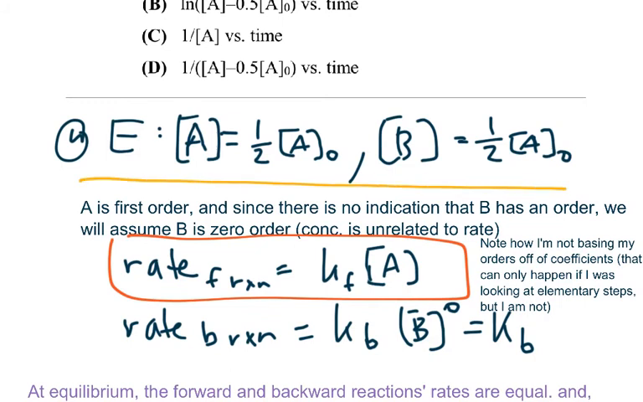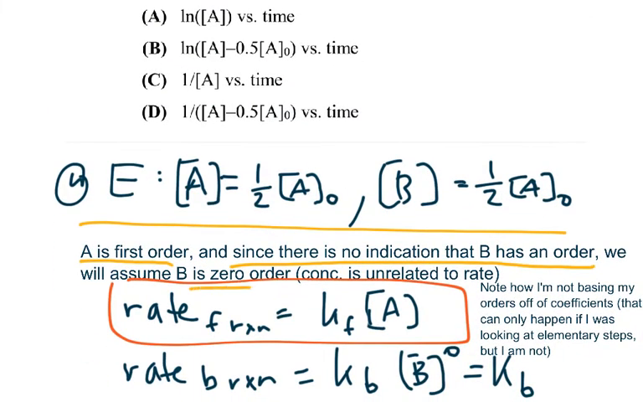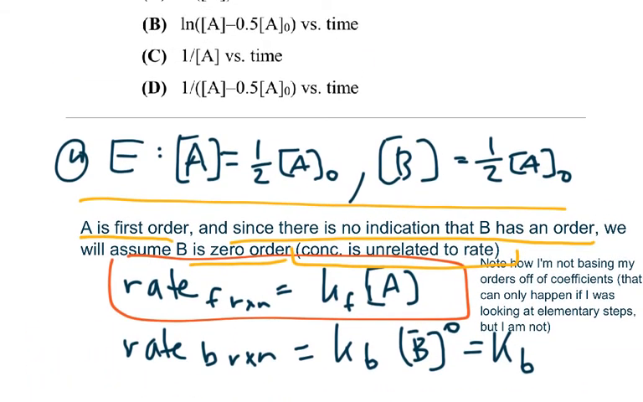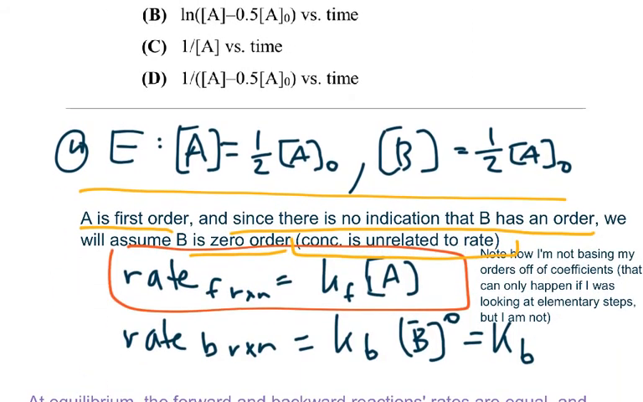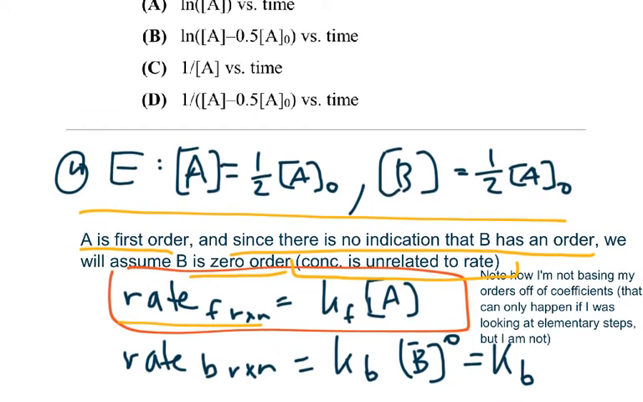So over here, we have the equilibrium concentrations, which is a great thing. Now, we know that A is first order, and since there's no indication that B has an order, we can assume that B is zero order, or in other words, the concentration of B is unrelated to its rate. So we can actually write the rate law for the forward reaction just like how we would do it normally. If they tell us that the order of A is 1, then the rate of the forward reaction would be equal to K of the forward reaction, or you could just say K without the F, but I choose to do that to be more specific, multiplied by the concentration of A to the first power.